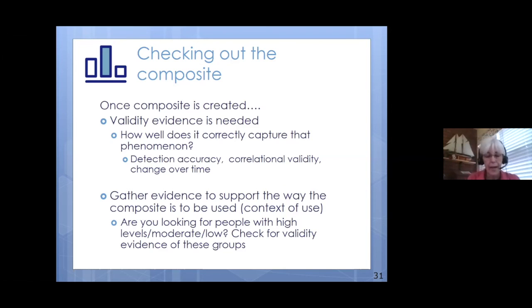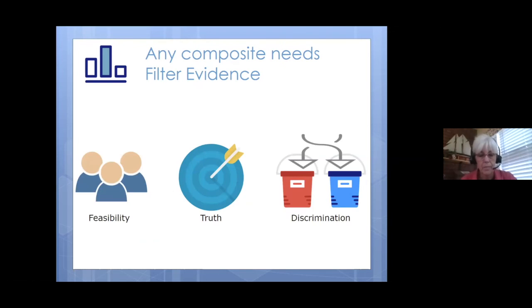The evidence we gather should also be considered in the light of the way that the composite is going to be used, the context of use. Who are the target patients, for example? Will they all have high levels of disease activity, or moderate or low? We need the validity evidence to be gathered in a similar situation to the intended use. We still look for the same type of filter evidence of feasibility, truth, and discrimination in the applied composite.